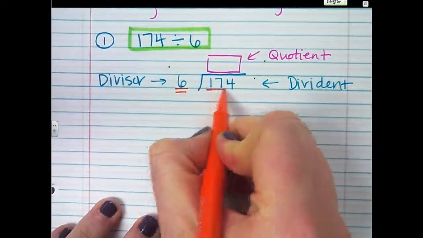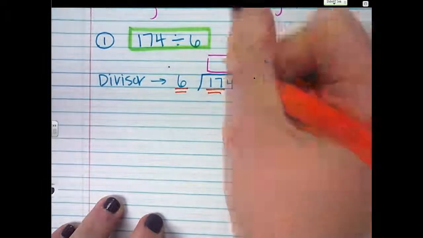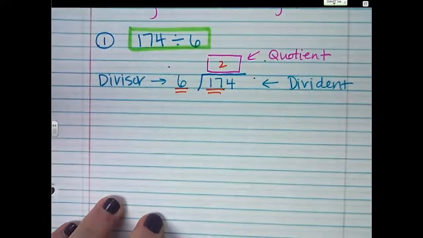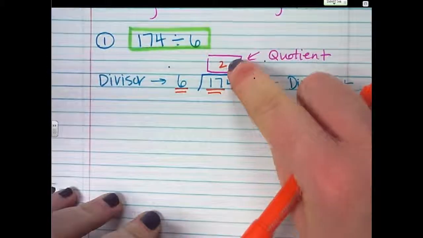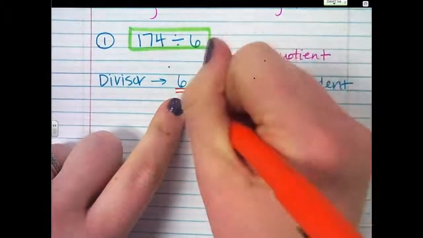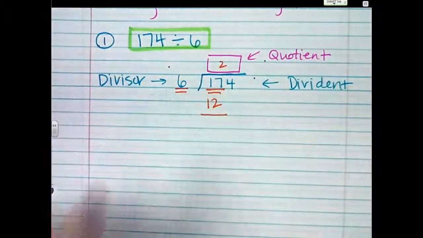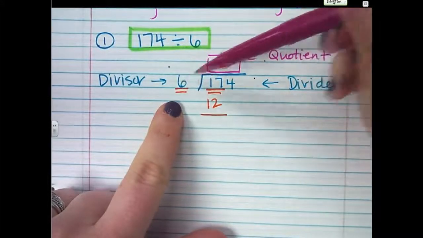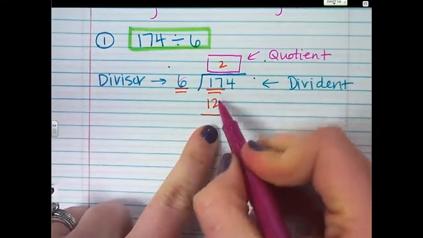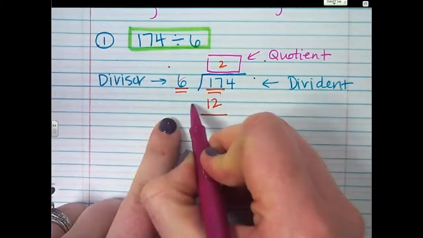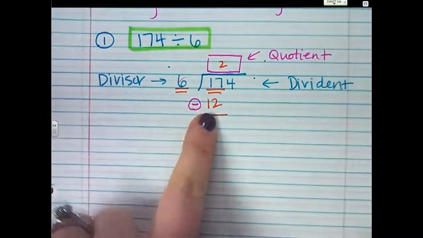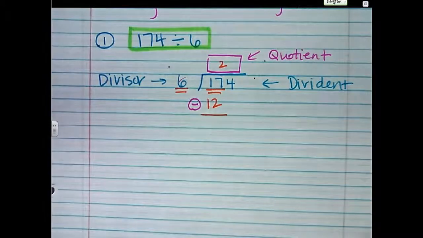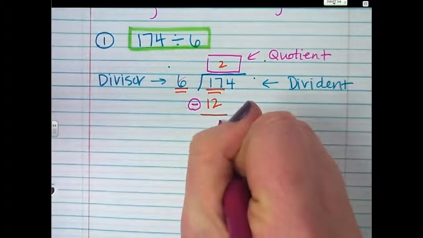How many times does 6 go into 17? 2. What do you do next? Right, I multiply. 2 times 6 is 12. So first thing we're definitely going to do is this 2 times 6, we're going to multiply. And then, what do I do with these two numbers? You subtract. I'm going to circle it because basically I'm changing the sign. It was positive 12, now it's negative. So 17 minus 12 is 5.